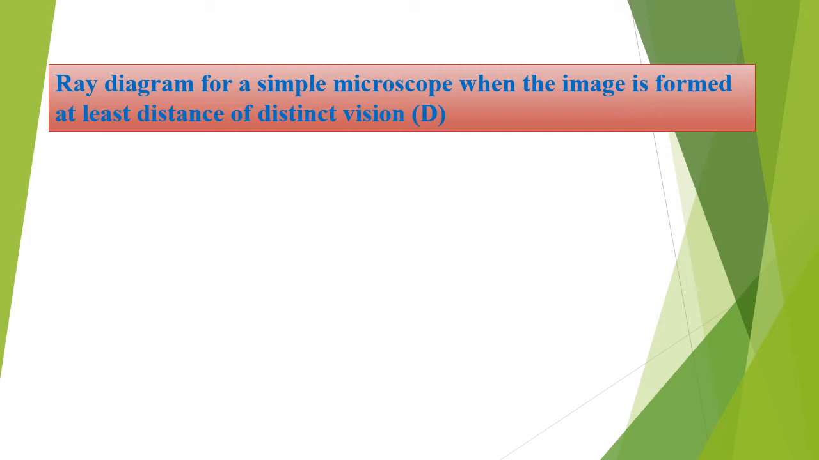What is this least distance of distinct vision? For a human being, that is the minimum distance from the eye at which he can see the object clearly and distinctly. Less than that, it will be blurred. More than that, it is clear, but it appears smaller. So it is a particular distance from the eye at which he can see things clearly, and below that it will become blurred, magnified, but we don't want that. When it is moving away, it becomes clear, but it is not magnified.